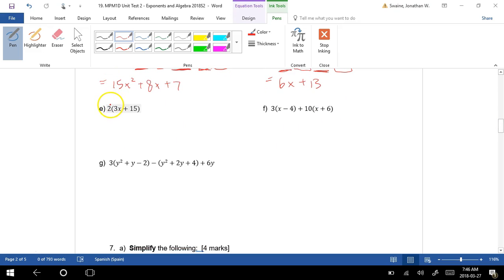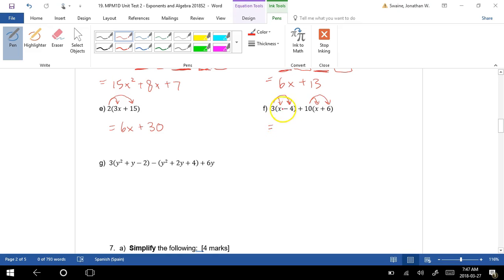Okay, now we distribute here. When there's a number in front of brackets, so we're multiplying a number, a monomial, times a binomial, both have to be affected. 2 times 3x is 6x. 2 times 15 is 30. Done.